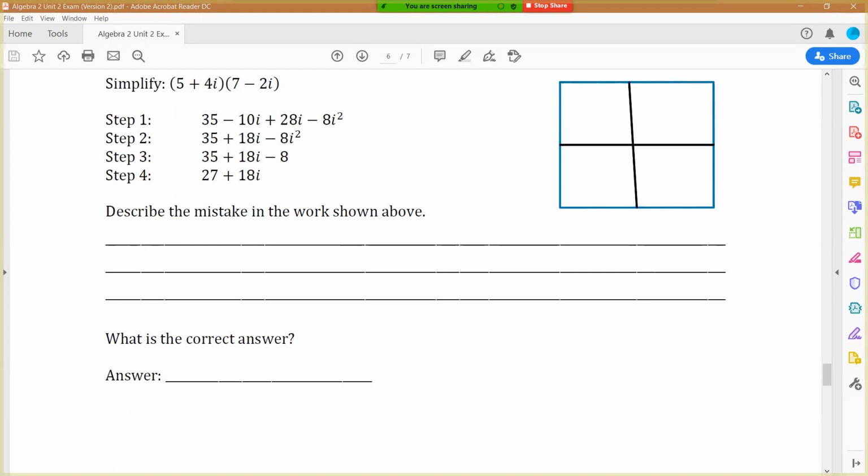So we're going to go ahead and take that problem and we're going to box it together. So 5 plus 4i and 7 minus 2i. 7 times 5, 35 in the top left box. 4i times 7 is 28i. Negative 2i times 5 is negative 10i. And then your tricky box, that bottom right-hand box, negative 2i times 4i is negative 8i squared. Again, you've got to be mindful i squared equals negative 1. So negative 8 times negative 1 is actually positive 8 for that box.